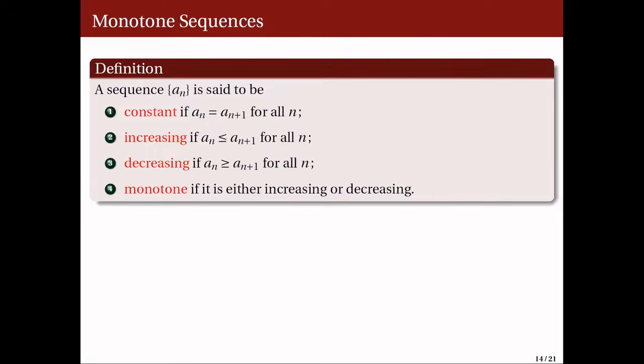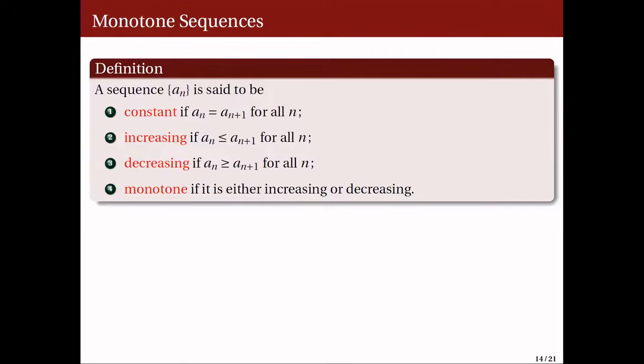Next, we define some properties of sequences which will be useful in determining their convergence using some theorems later on. A sequence a sub n is said to be the following if these conditions are satisfied. Number 1, it is said to be constant if a sub n is equal to a sub n plus 1 for all values of n. In other words, all the terms in this sequence are equal.